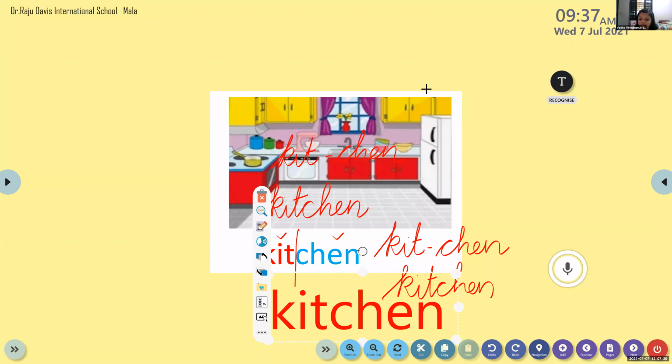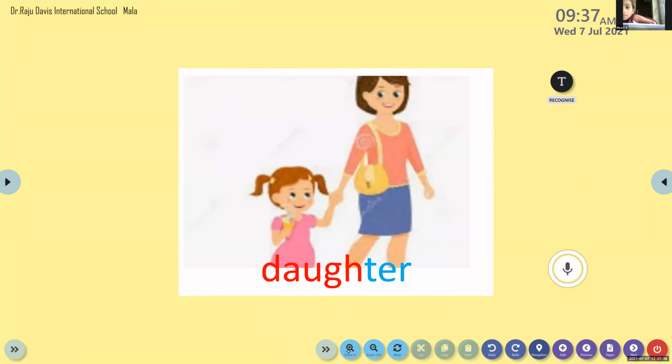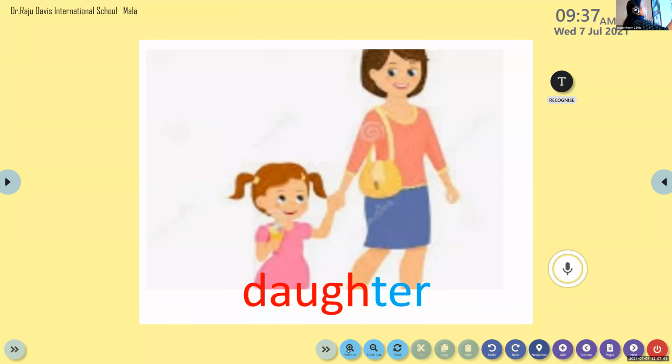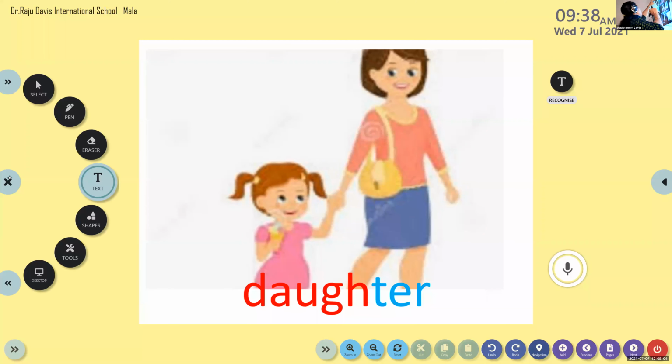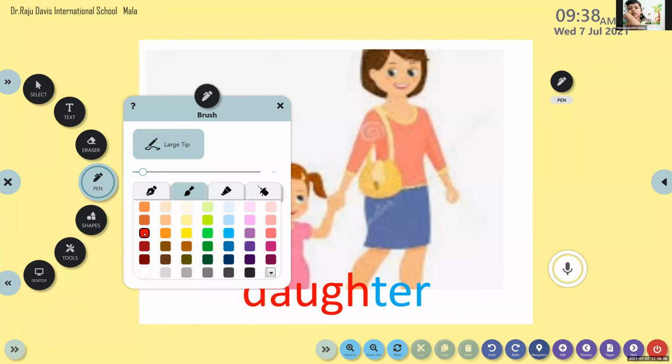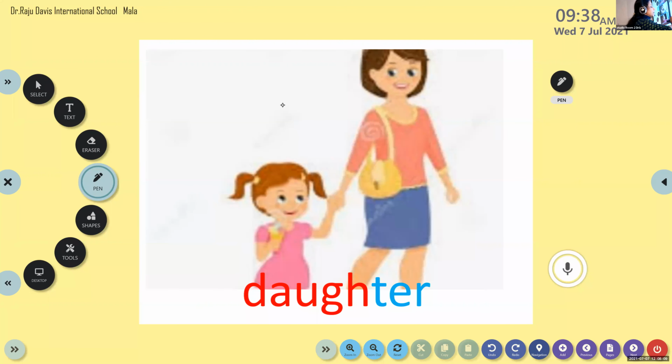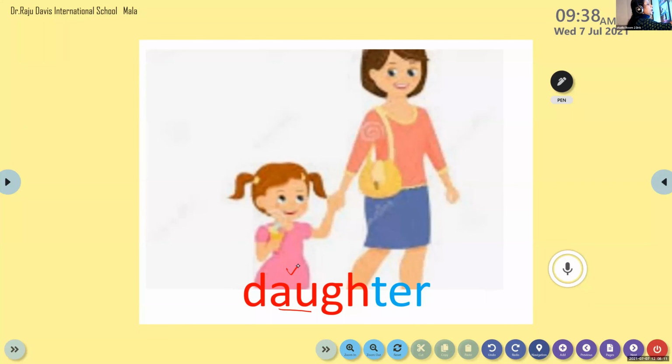Okay then. Now let's move on to the next word. First let us identify this word. Okay, are you all ready? Now we are moving on to the next word. It is daughter. So how many vowels are there in this word? Three. Yes, even though there are three vowels, my dear children, I told you two vowels are together, so they count as one.